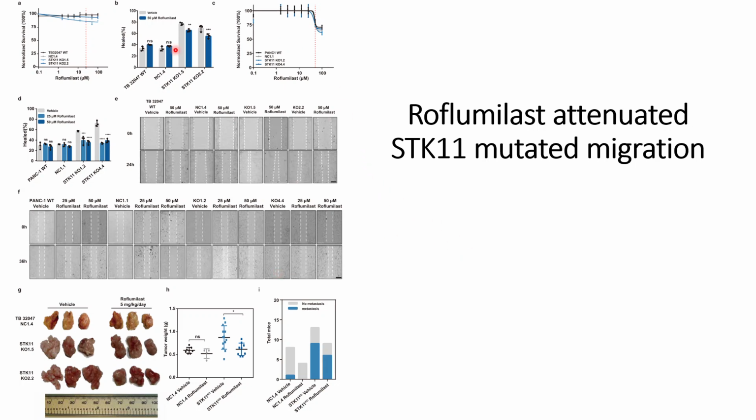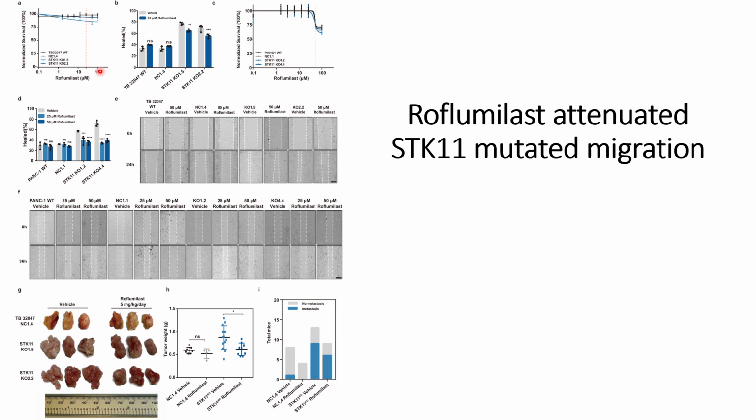Today we will discuss the final experiment, or final figures, that have been presented in the paper, where they discussed how STK11 knockout in the pancreatic cancer cells leads to migration, and those STK11 knockout related migrations can be reduced or attenuated by Roflumilast. So we will start with the discussion.